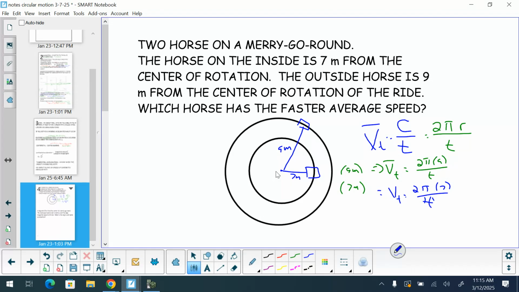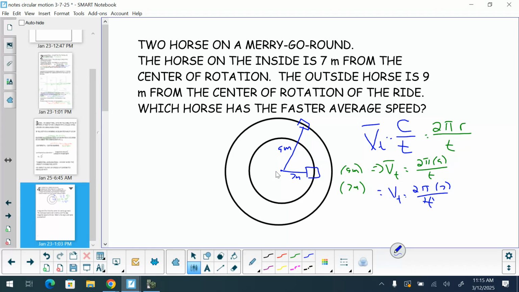If we think about these two horses, one right beside the other, and they start at the exact same spot and go around the circle and get to that spot again, is one going faster? Is one going to get there faster? No. They're going to get there both at the exact same time.